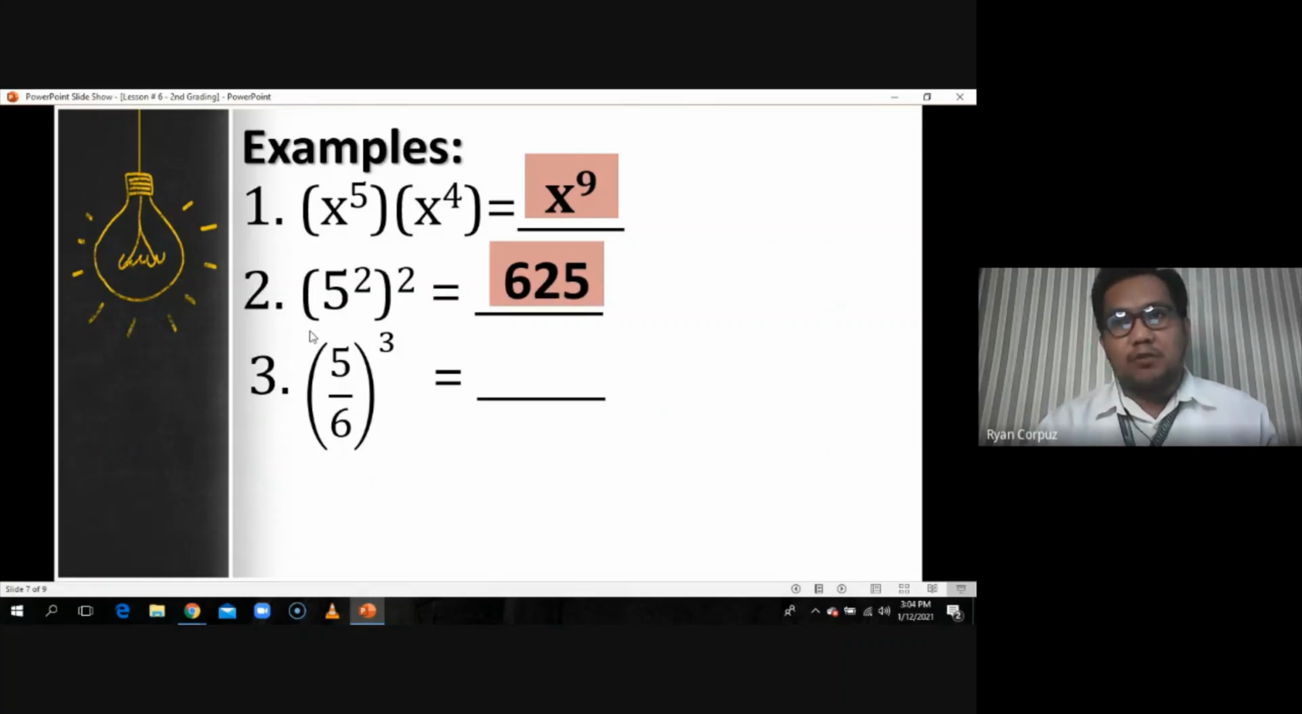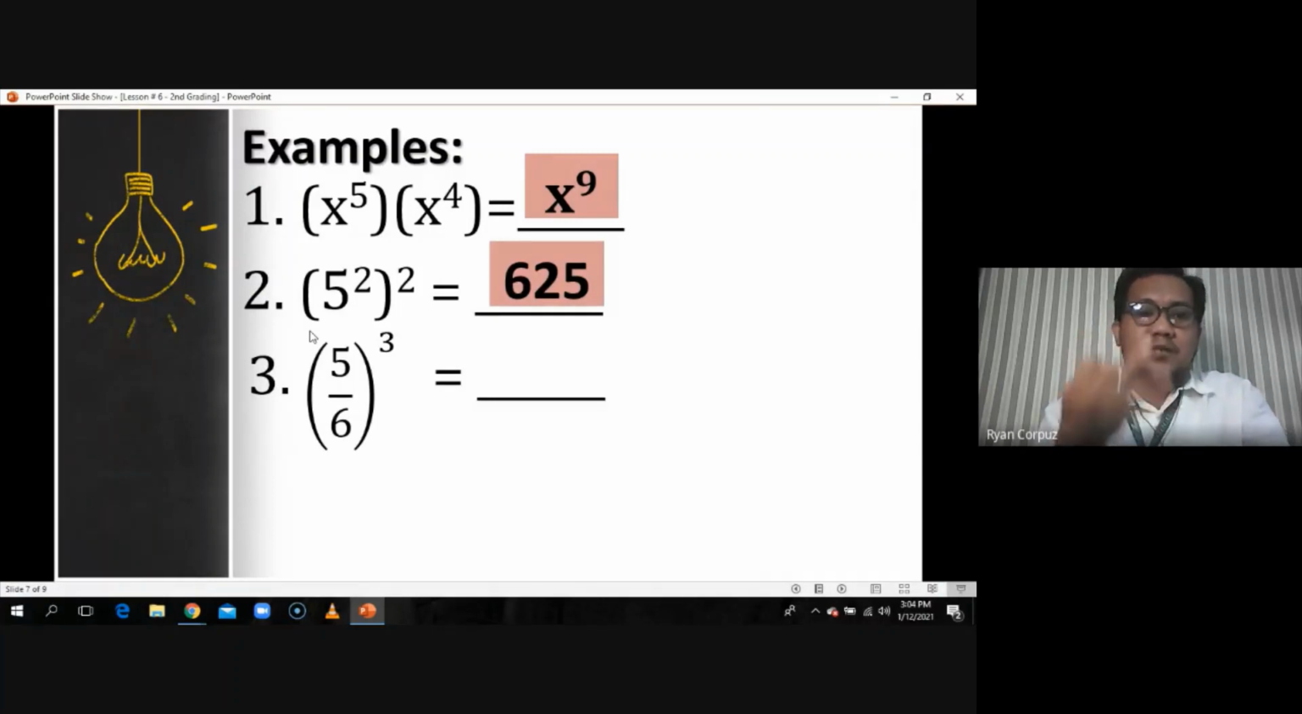Ano ba yung 5 raised to 3? So using 5, 3 times as factors. That's 5 times 5. That would be 25 times 5. Is equal to 125. So how about on the denominator? We do have 125 on the numerator. On the denominator, we do have 6 raised to 3. That means we are going to make use 6 3 times as factors. That would be 6 times 6. That would be equal to 36.